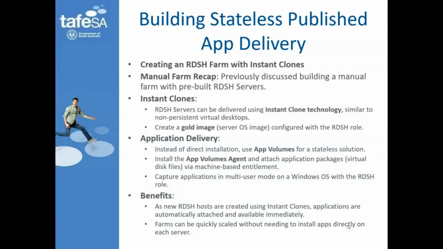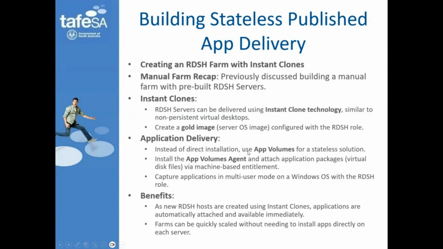But with instant clones, RDSH servers can be delivered using the same instant clone technology, similar to the non-persistent virtual desktops that we created before, but for servers. We create a gold image, the server operating system in this case, and configure it with the Remote Desktop Services role. With that stateless server, when we need another one, we launch another one. That becomes part of the domain, and it automatically gets put into the server farm and so forth.